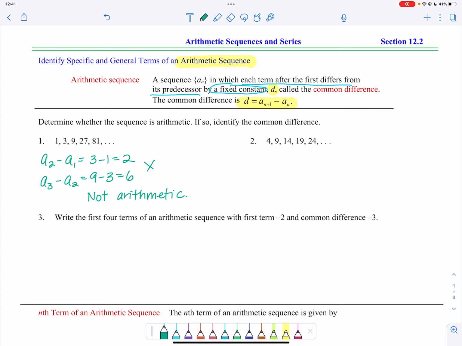Okay, let's go ahead and take a look at number 2. As you can see, we have a sub 2 minus a sub 1 is 9 minus 4, and that's 5. A sub 3 minus a sub 2, 14 minus 9 is 5. And we could go ahead and see a sub 4 minus a sub 3, and we have 19 minus 14, and we also get 5. And then you can see the difference here is 5. So this is a yes.